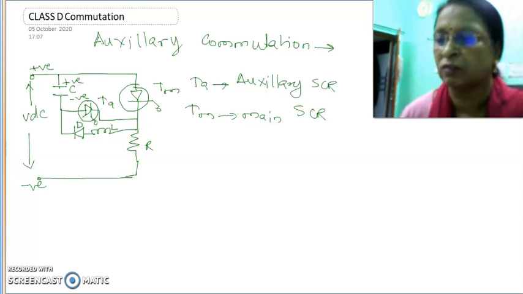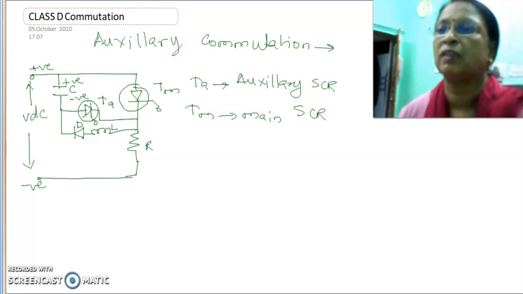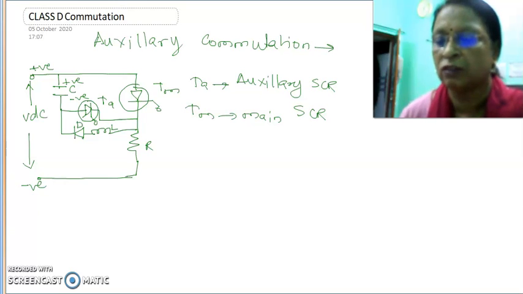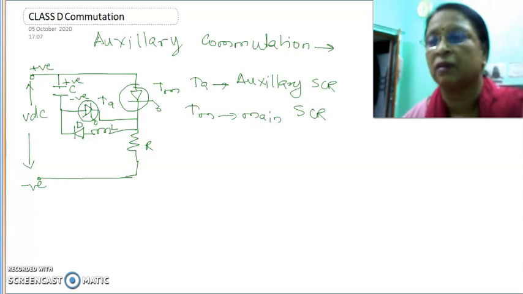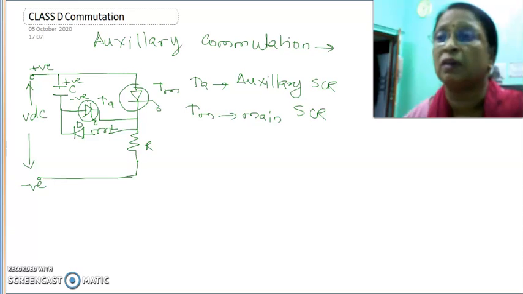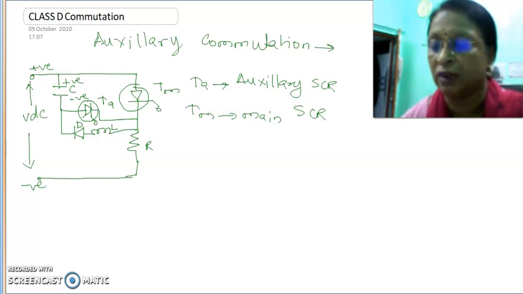How does the circuit go? I will explain the circuit. So now in this auxiliary commutation method, or Class D commutation method, an auxiliary SCR is required. It is essential to turn off the main SCR. The rating of this auxiliary SCR is lower as compared to the main SCR. Okay, so just now I explained to you, TM is the main SCR and TA is the auxiliary SCR.